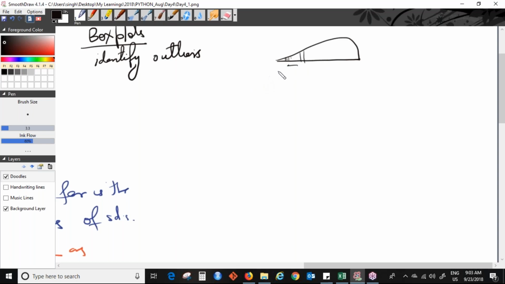How do you identify them? For example, let's say you have 1, 5, 10, 11, and 500. Obviously it looks like 500 is an outlier because it is very large compared to the other values. But how large should it be? Is 200 also an outlier here? Is 50 also an outlier, because 50 is also very large compared to the other values? So where is the threshold which helps us decide what is an outlier and what is not? That is decided based on the box plot.